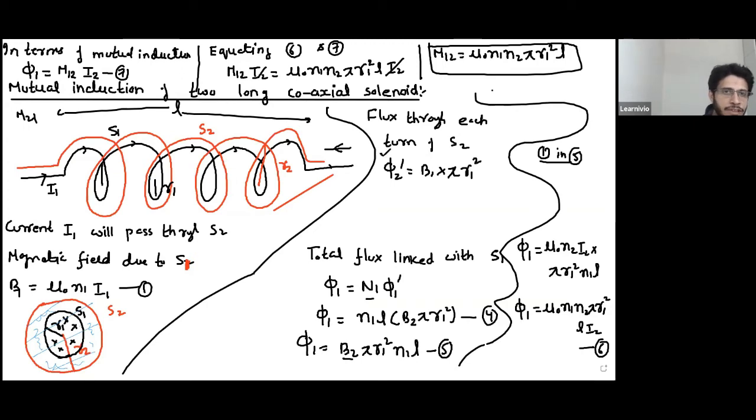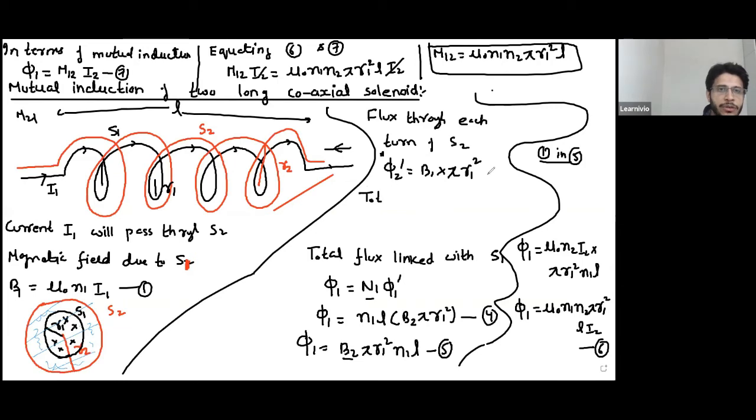So this step is crucial. I'm repeating again: while calculating flux, we consider only that much area which is linked with magnetic field. The area of the outer coil is pi R2 square, but the whole of that area is not linked with magnetic field. Only this much portion is linked. So I will not consider the complete pi R2 square. Rather, I will consider this much portion, which is pi R1 square. So we are still calculating flux through S2, but the area that we are using is pi R1 square.